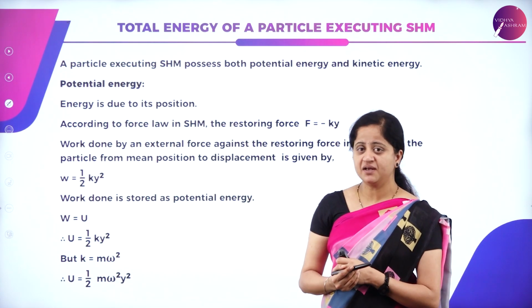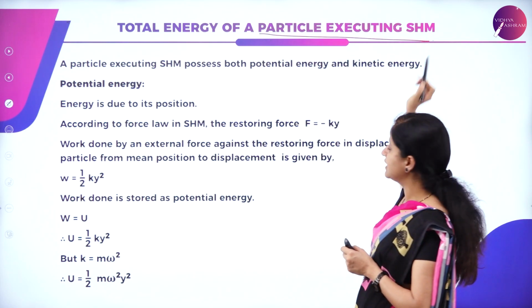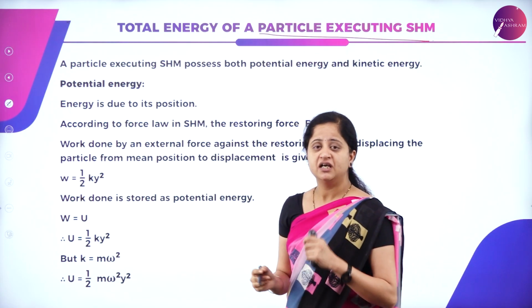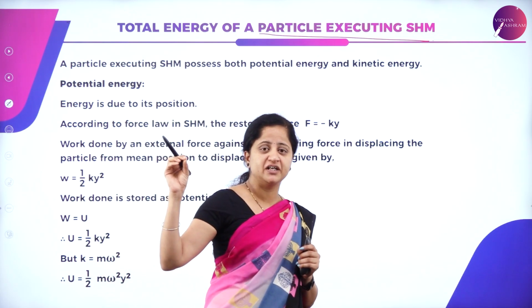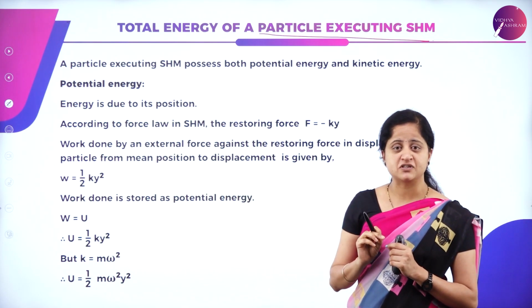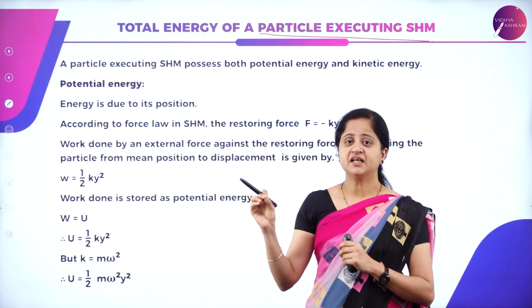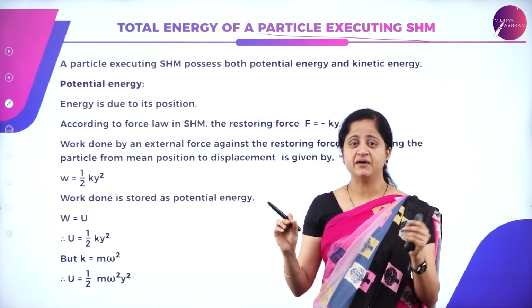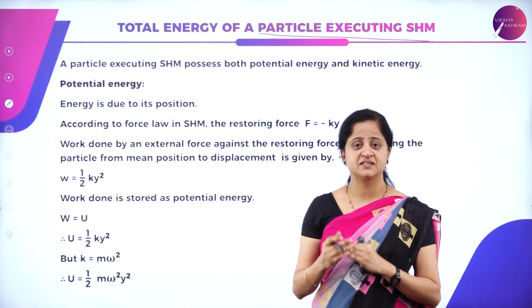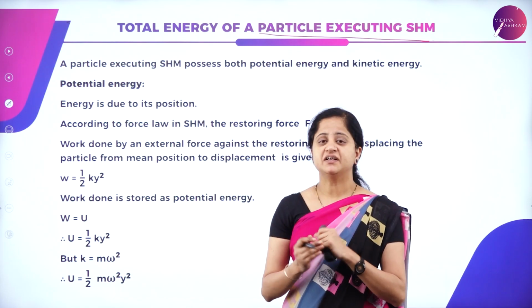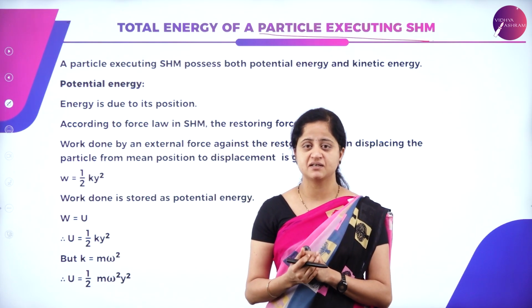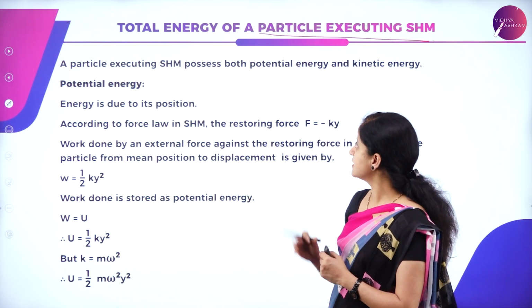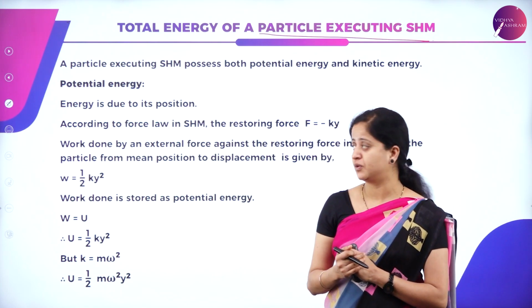Now let us derive the total energy of a particle executing simple harmonic motion. If a particle is undergoing simple harmonic motion, it will reach the extreme end when it gets displaced from the mean position, which means the kinetic energy and potential energy may vary, but the sum of these two energies remains constant. Now let us write the expression for potential energy and for kinetic energy, and take the sum of these two to find the total energy of a particle executing simple harmonic motion.